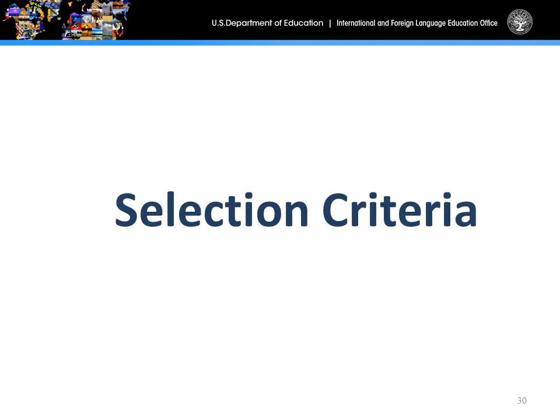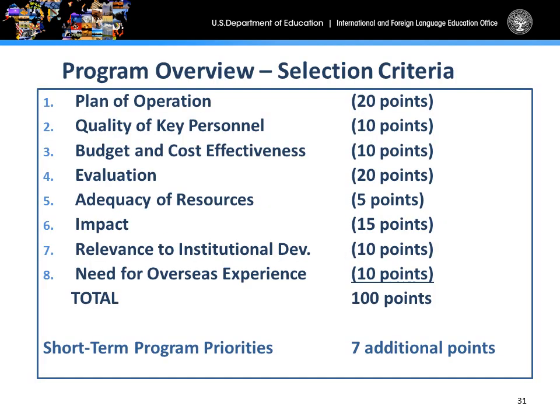Up next is the selection criteria. These will be used to score your application. These 8 criteria are your selection criteria that you will address in your project narrative. Applicants can receive 100 points for addressing all of the selection criteria. In addition, applicants can receive up to 7 additional points by addressing the competitive preference priorities specific to short-term projects.